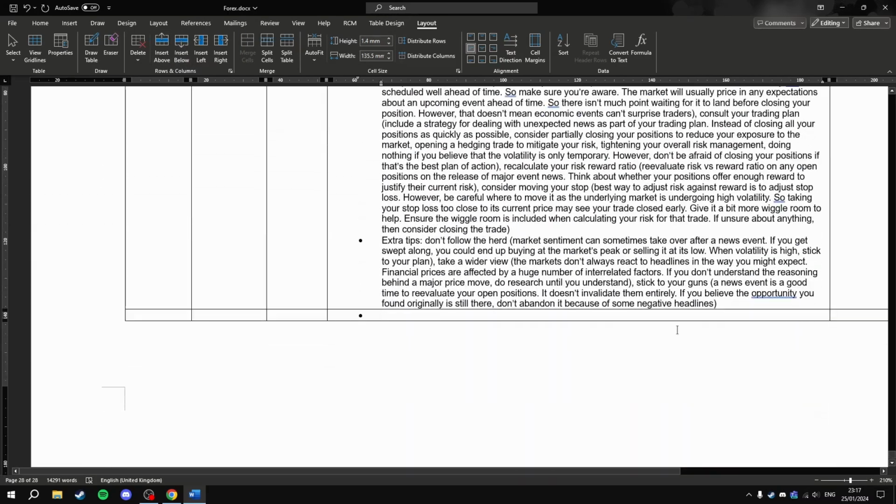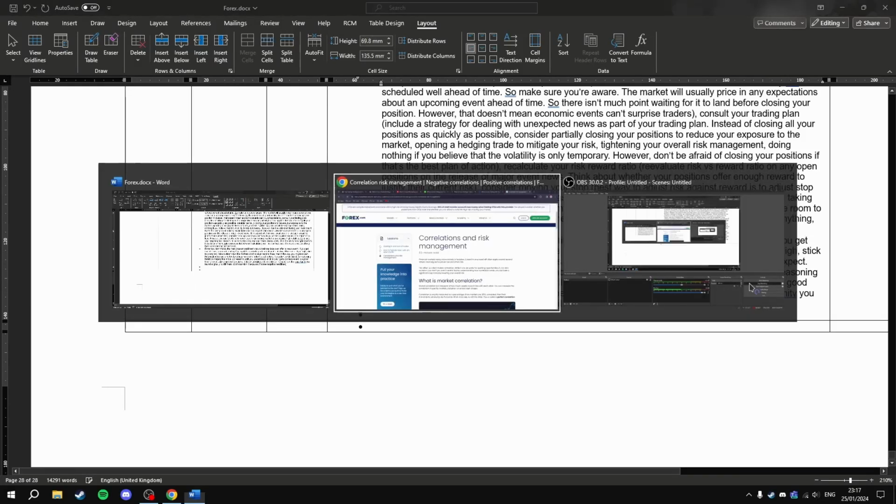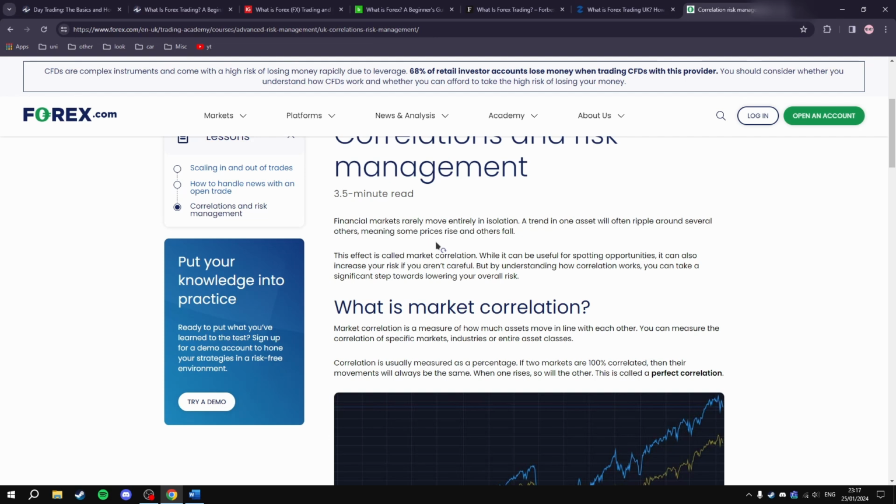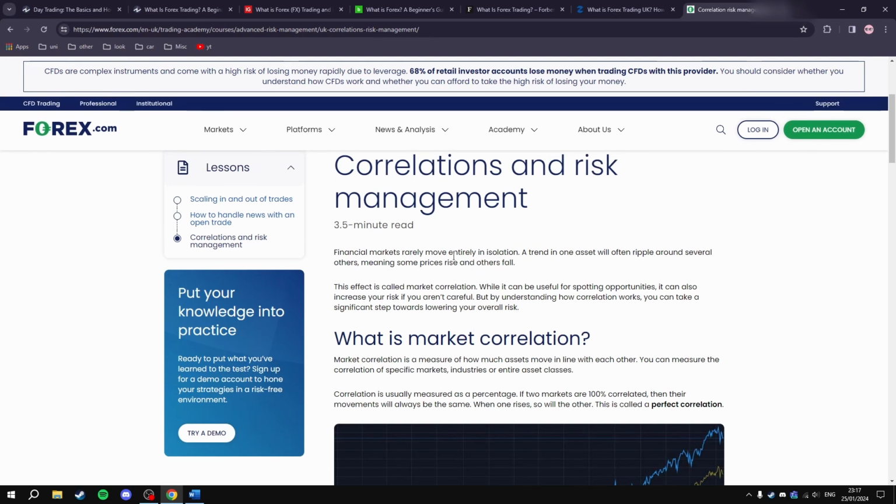I shouldn't have added that in, because we're just carrying on from before, aren't we? So, correlations and risk management. Financial markets rarely move entirely in isolation. A trend in one asset will often ripple around several others, meaning some prices rise and others fall.